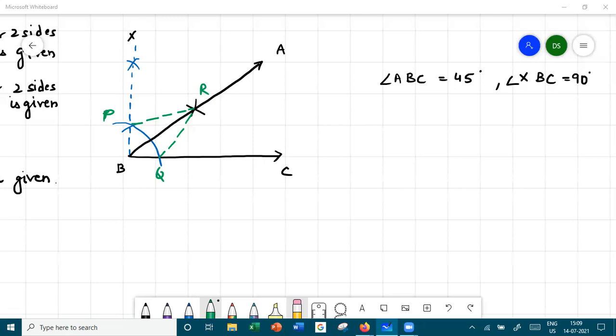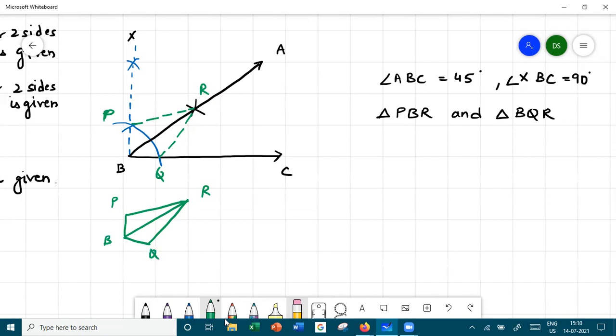Okay, so the first thing you do is you draw these green lines, right? And now you consider these two triangles. Which two triangles? Triangle PBR and triangle BRQ, or let me say BQR. Okay, these two triangles I'm considering. For better clarity, I'm drawing them down again so that I can explain. This is one triangle, and this is the other triangle. R, P, B, Q.